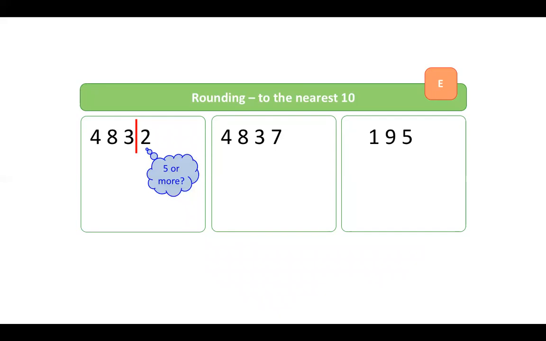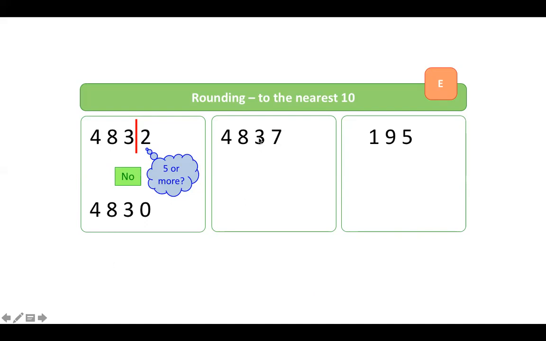So in this case, 2 is less than 5. So when it's less than 5, it will just be 4830. So the 2 becomes a 0 and the 3 remains the 3. So when we're looking at rounding, we're looking at the number that is being asked to round off and the one number before that. The rest of the numbers remain the same. We look at another one.